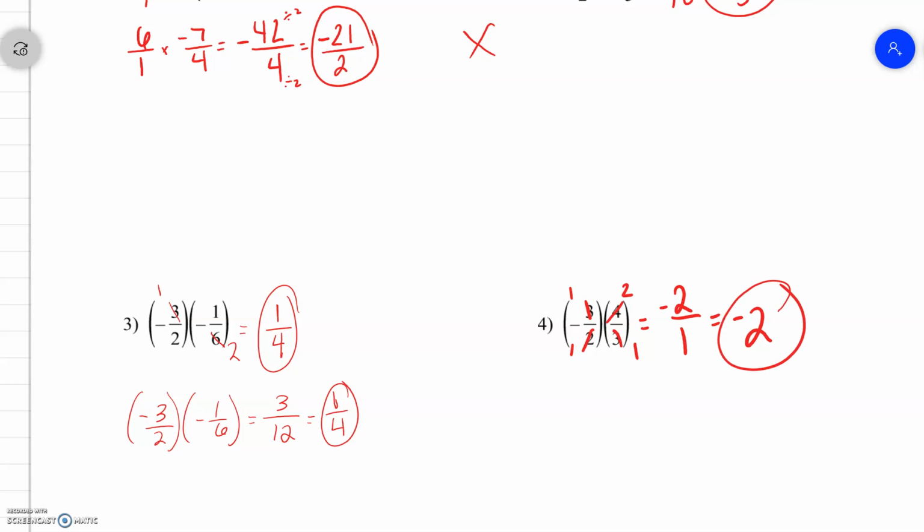If we didn't do the simplification first, let me show you what it would look like. Just to show you, we're still going to get to the same answer. 3 times 4 would be 12. 2 times 3 would be 6. Negative times a positive is a negative. And 6 and 12 can be simplified. 6 goes into 12 2 times.